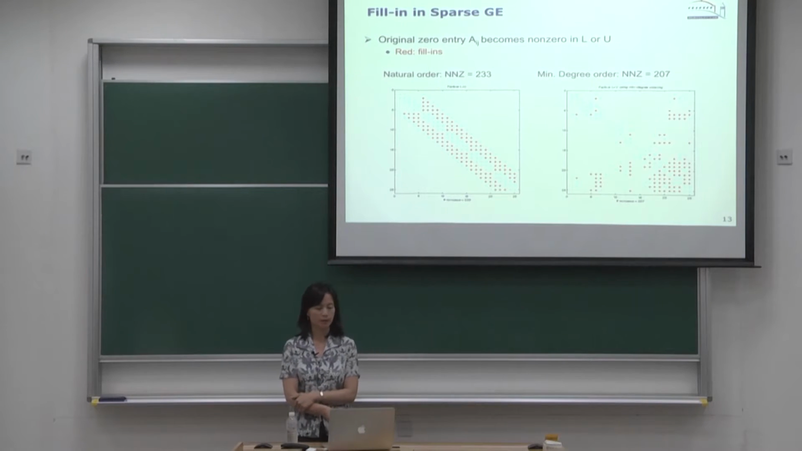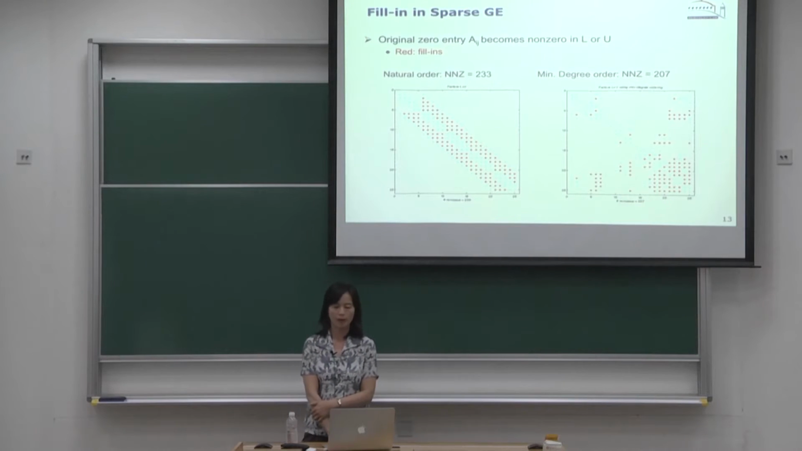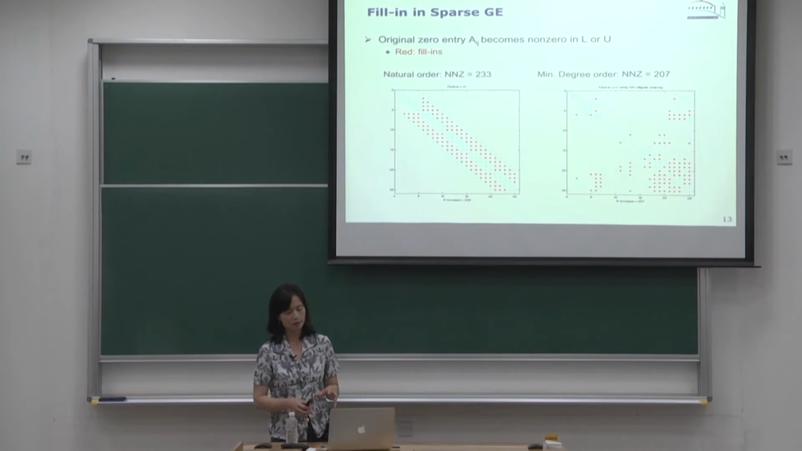In this one, you can think of the left picture as coming from a 5-point stencil, the standard PDE problem with a regular grid discretization. Suppose you follow the natural ordering, then all the red dots here will be the fill elements, the fill entries. On the right side of the figure, I used an algorithm called minimum degree ordering. It has the same number of non-zeros to begin with, the same as the one on the left.